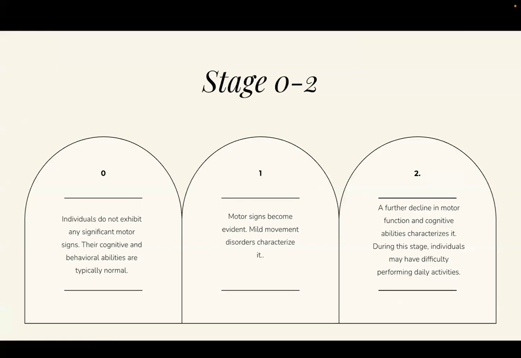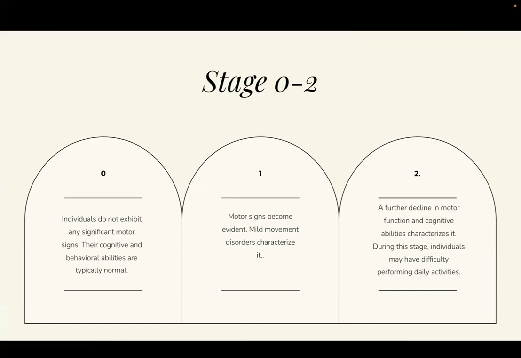Individuals do not exhibit any significant motor signs, and their cognitive and behavioral abilities are typically normal. But genetic testing reveals the presence of the mutation that causes HD. This stage is preclinical since individuals don't show any visible signs of the illness yet. There are really no symptoms since you can't really tell what's going on, and for the treatment, not really much is known in this stage, since the only thing that tells them if you have it is getting genetically tested.